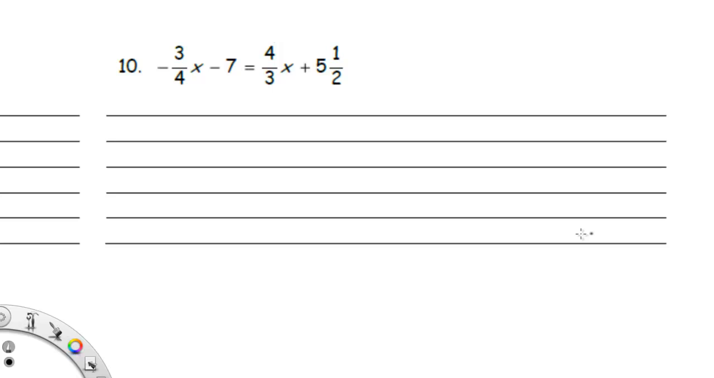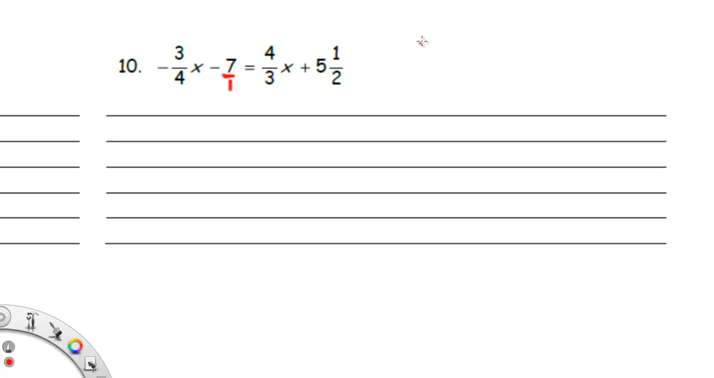Okay, now we're on problem number 10, and if you look at this problem here, you can see that we're dealing with denominators. We've got a 4, really there's a 1 underneath the 7 that we usually don't write, and then we've got a 3 and a 2. And to be able to do denominators, we have to find a common denominator.